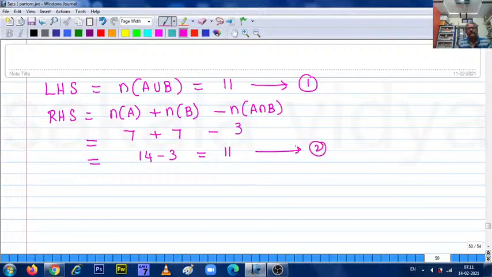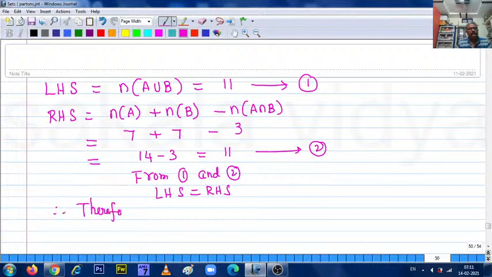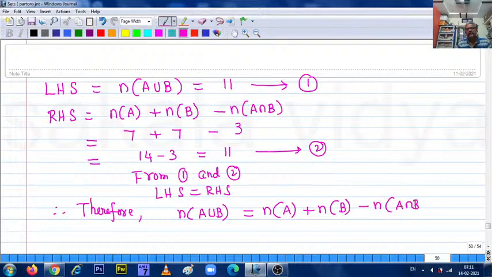Say equation 2. So from 1 and 2, we have LHS equals RHS. So therefore, N of A union B equals N of A plus N of B minus N of A intersection B. Hence, it is verified or checked.